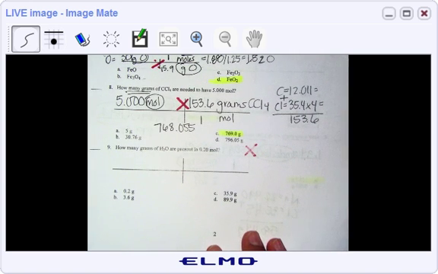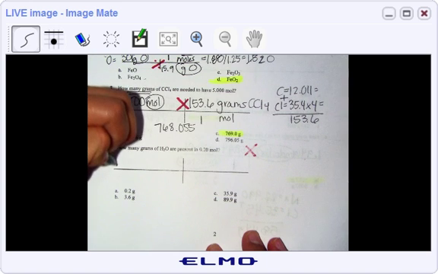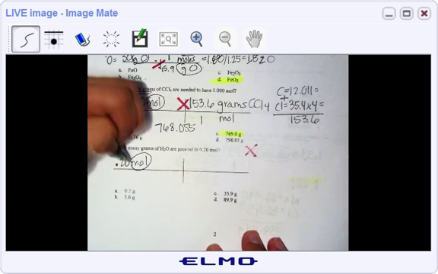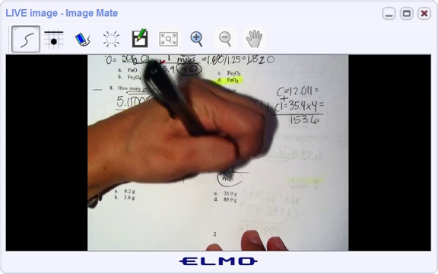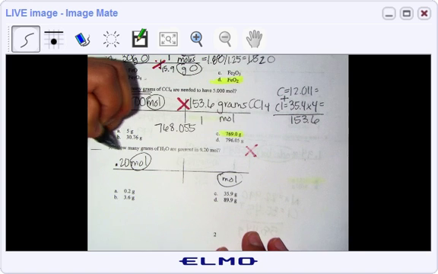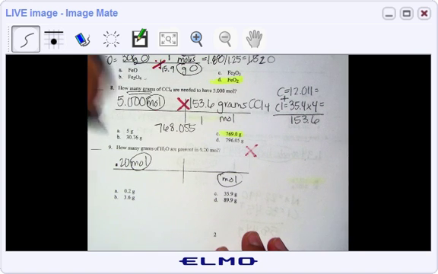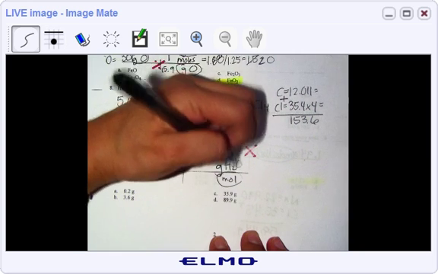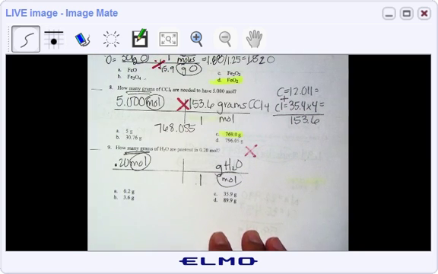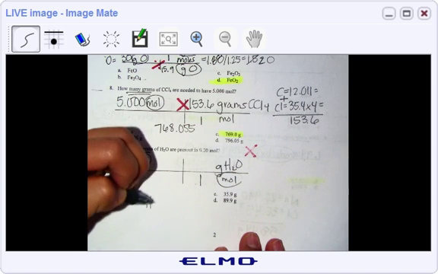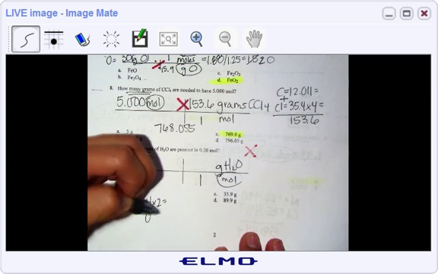Number 9, I'm going to start with whatever I was given. If that's moles, moles goes there. What am I looking for? How many grams? Whenever you see how many, that's what you're looking for. Where you see mole, you just put 1. I need to find the weight of 2 hydrogens and 1 oxygen.